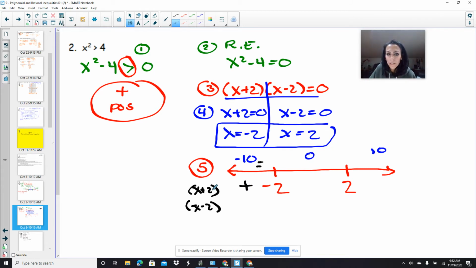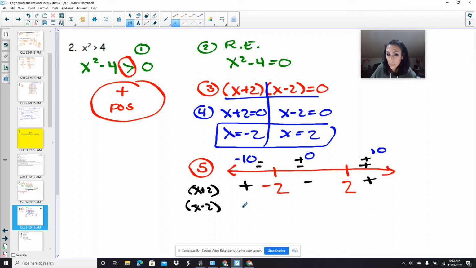Let's plug in 0. 0 plus 2 is positive. 0 minus 2 is negative. And a positive times a negative is a negative. Let's go over here to positive 10. 10 plus 2 is positive. 10 minus 2 is positive. Positive times a positive, positive.